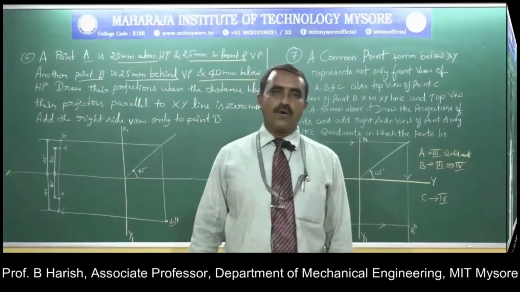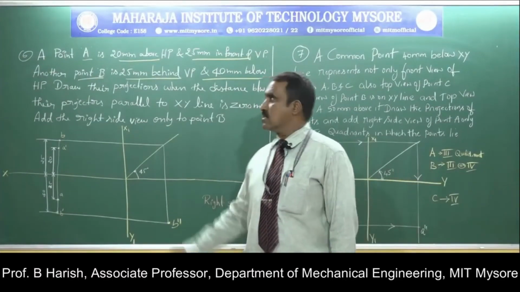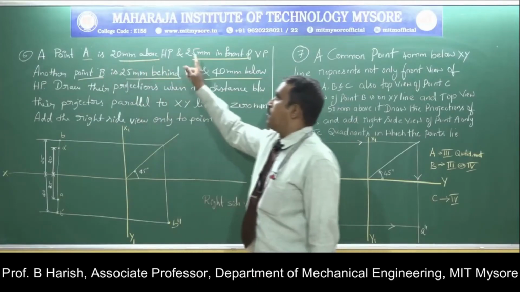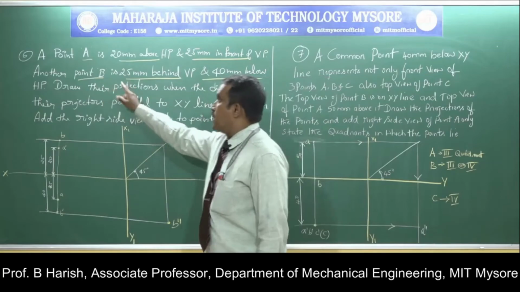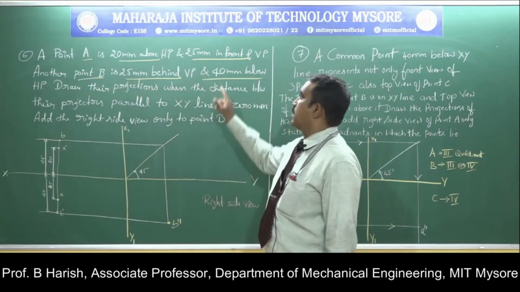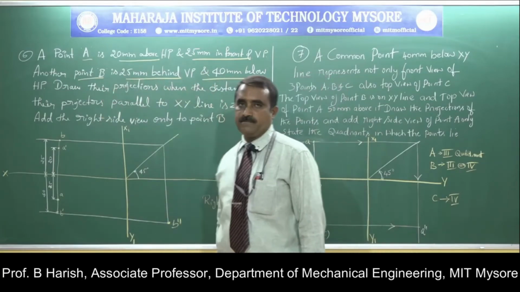So we'll go to the next problem. The problem runs like this. A point A is 20 mm above HP, 25 mm in front of VP. Another point B is 25 mm behind VP and 40 mm below HP.